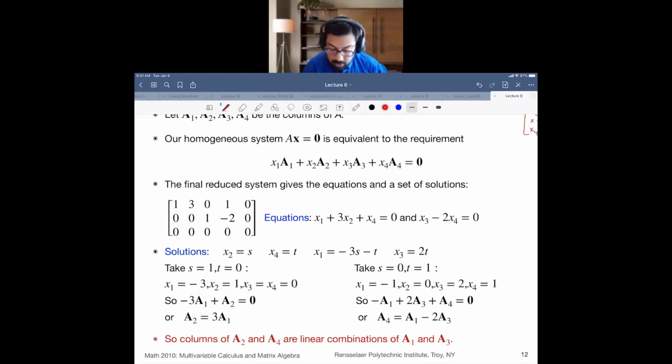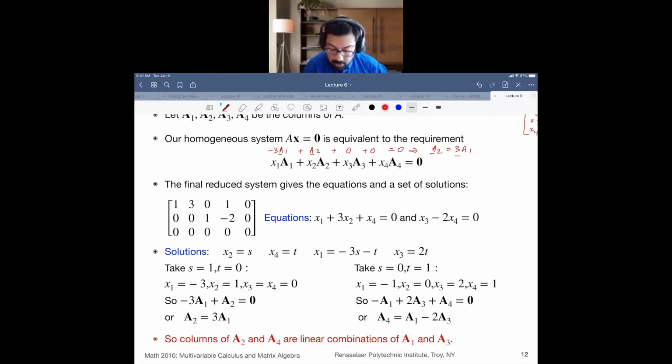You have x1 was negative 3, so negative 3a1, x2 was 1, so plus a2, plus, what do you have next? Nothing for x3, nothing for x4. So 0 here and 0 here equals 0, right? So if you rearrange this, what do you get? You get a2 equals 3a1, right? So the second column actually is 3 times the first column, which is why it cannot be in my basis.